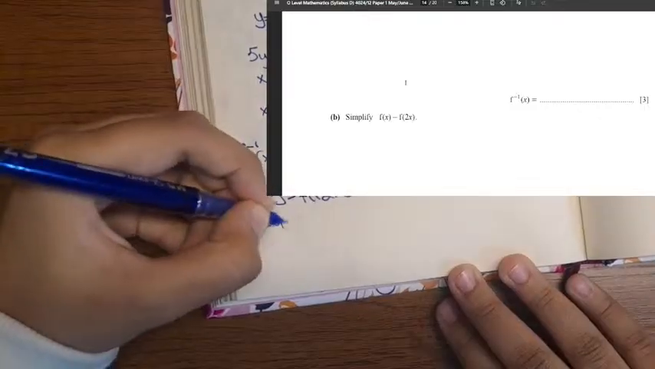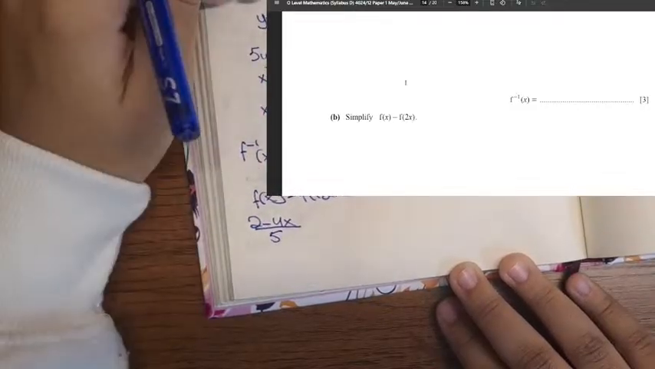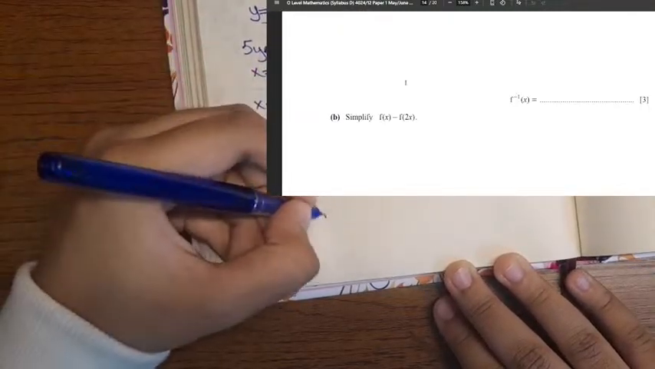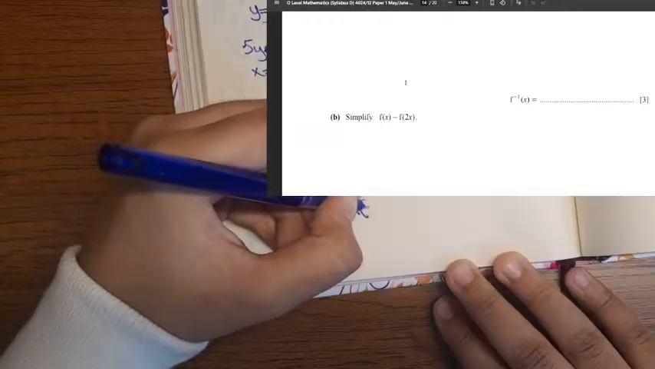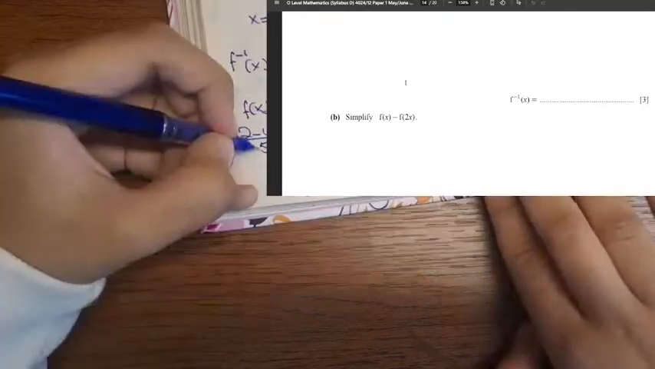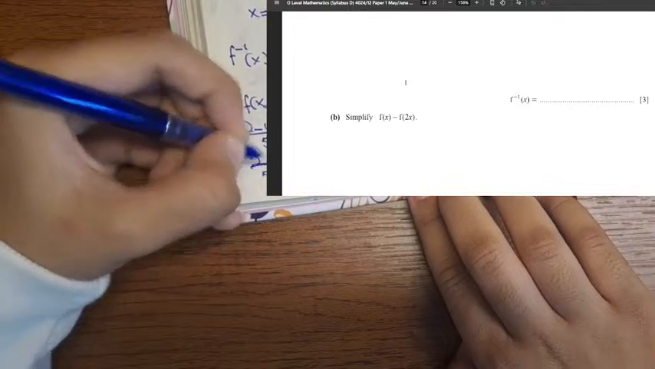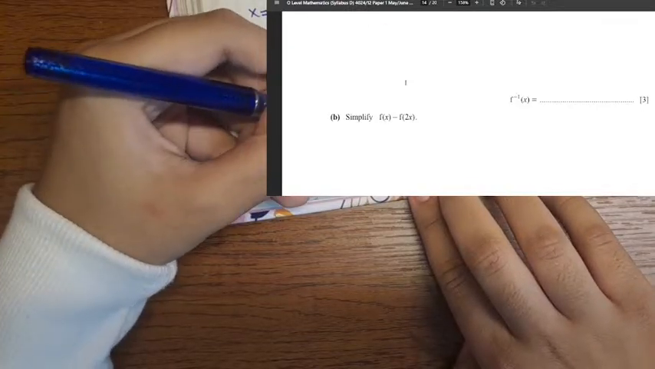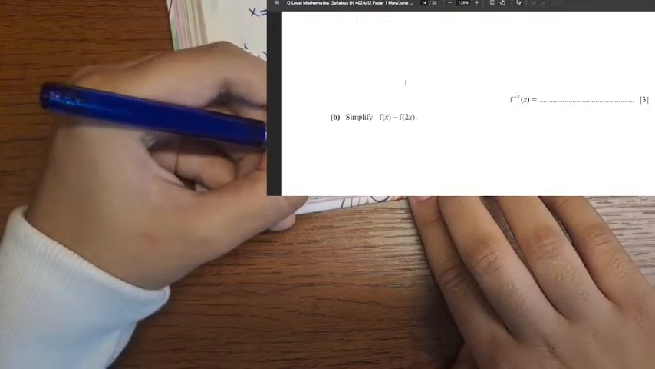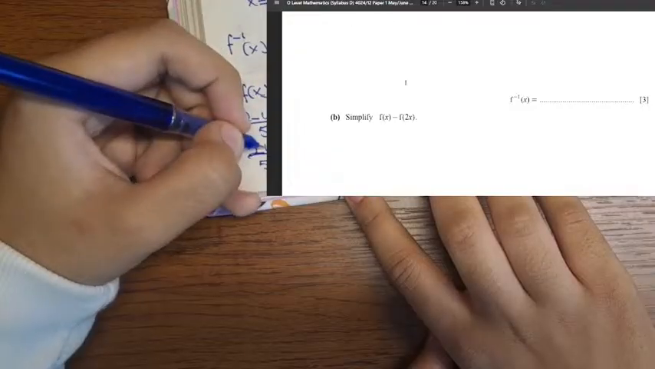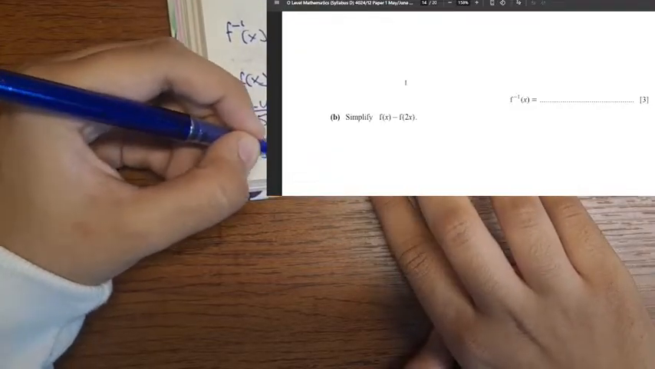f of x is 2 minus 4x upon 5, while f of 2x basically means that instead of writing x over here, we just replace it by 2x. So let's do that. It becomes minus 2 minus 4 times 2x upon 5. Let's evaluate this. It becomes 2 minus 4x upon 5 minus 2, and this becomes minus 8x, so it becomes plus 8x upon 5. Now we can evaluate this as 2 minus 4x minus 2. The 2 and 2 cancel out. Minus 4x plus 8x is 4x upon 5.